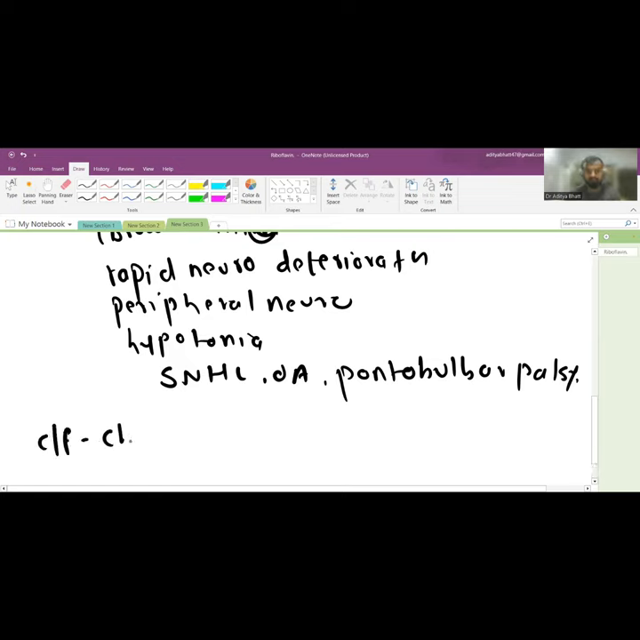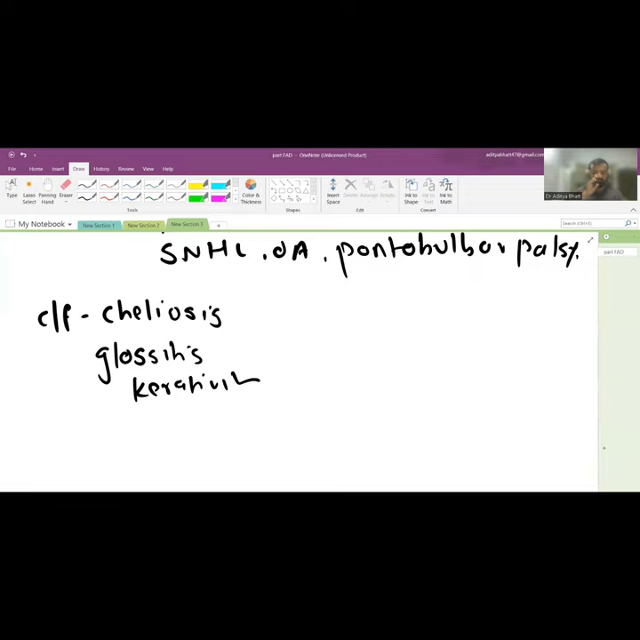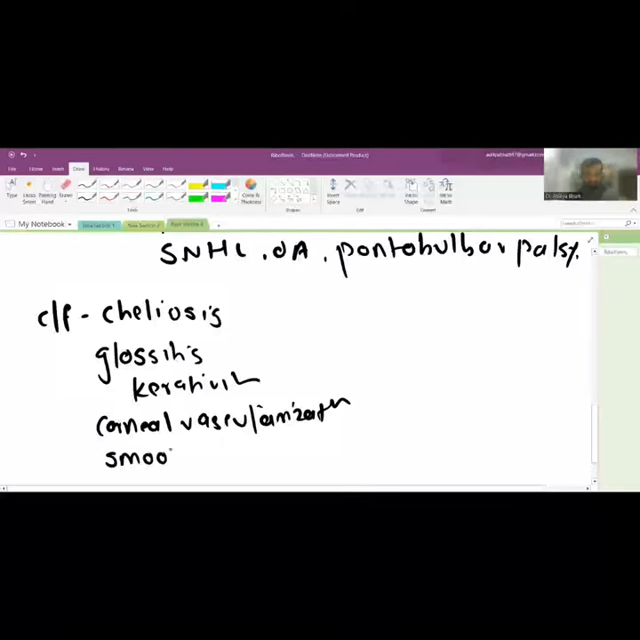Historically, the clinical features of riboflavin deficiency include cheilosis or angular cheilitis, associated with glossitis, keratitis, and conjunctivitis. If there is conjunctivitis, there might be associated photophobia and lacrimation, and corneal vascularization has also been seen with riboflavin deficiency, which you might have read in ophthalmology. There might also be normochromic, normocytic anemia, and a smooth, bald, magenta tongue where the papillae are lost.